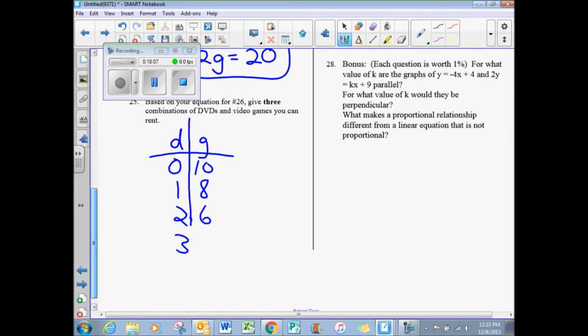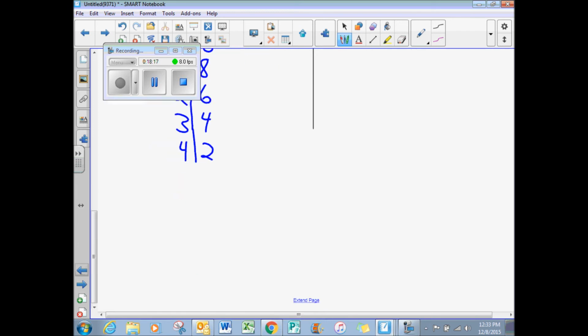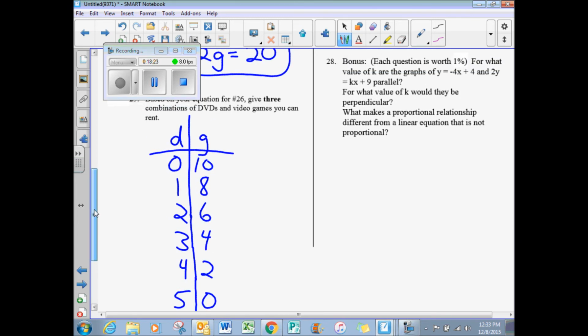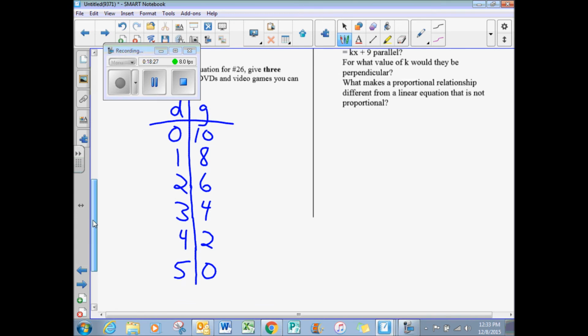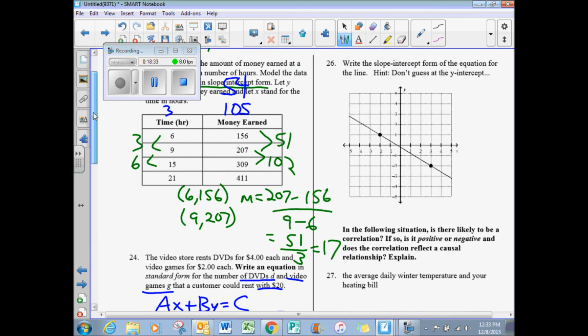This would go 3, 4, 4. Follow the pattern. 2, thank you. And 5, 0. So you could buy 5 DVDs and no games, no DVDs and 10 games, or some combinations of each. So those are 6 of the possible. You only need 3 answers. Those are 6 of them. The only 6. All right, we're going to get there.